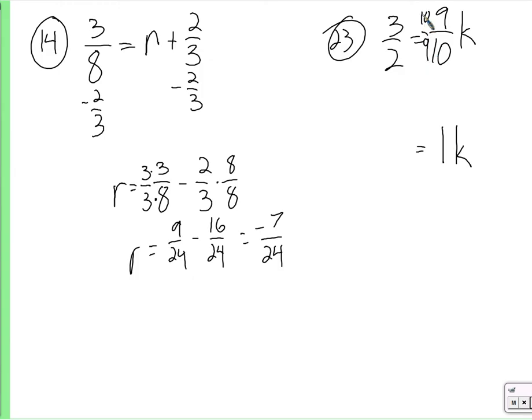Right, because we get to do it a couple different ways. 10 times 9 is 90. 9 times 10 is 90. What's 90 over 90? 1. Great. So we have 1k on this side. But I just multiplied this side by 10/9, so I didn't multiply this side by 10/9.